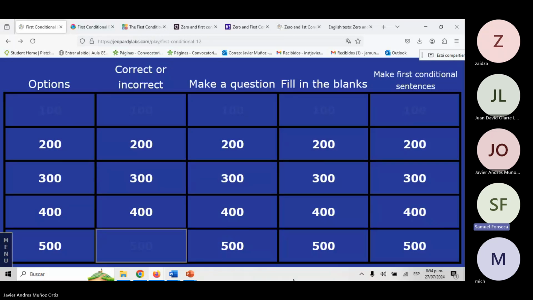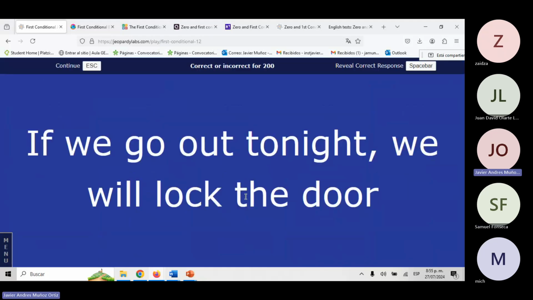Hi, teacher. Hello. I will choose the same category, correct or incorrect. Okay. And I'm gonna try with 200. Okay. So if we go out tonight, we will lock the door. If we go out tonight, we will lock the door. We will lock the door if we go out tonight.